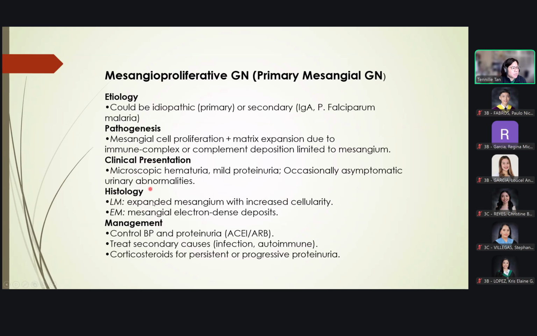On light microscopy, you can have an expanded mesangium with increased cellularity. On electron microscopy, you'll have mesangial electron-dense deposits. Management here is just to control BP and proteinuria, so more or less the standard across the different glomerulonephritis. You can give supportive treatment by controlling the blood pressure and proteinuria with your RAS inhibition. And then, of course, you treat secondary causes. If it's malaria, then you have to treat the malaria. If it's autoimmune, then you might give steroids. And then you can give corticosteroids for persistent and progressive proteinuria.